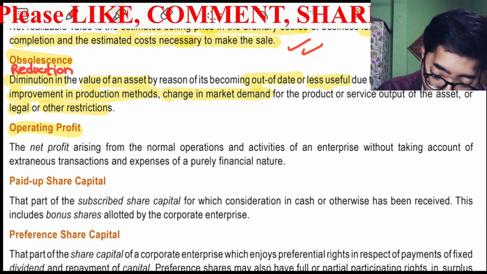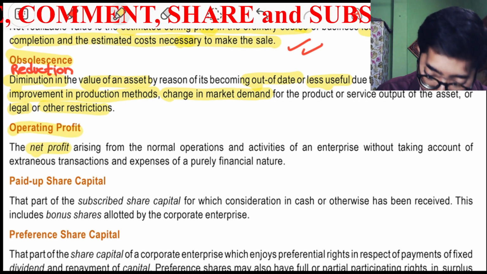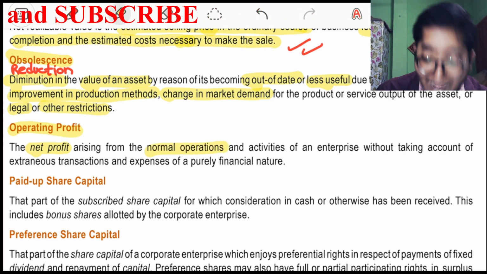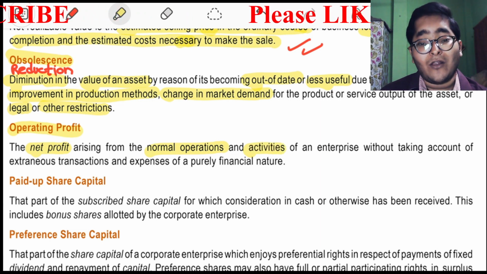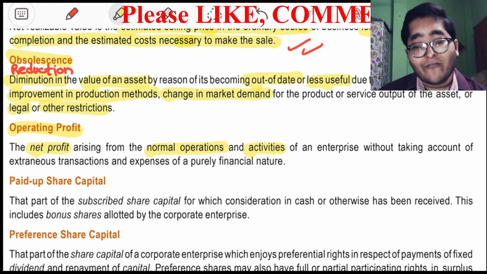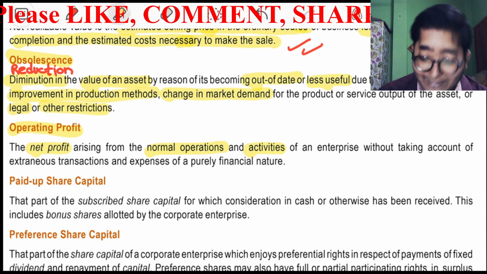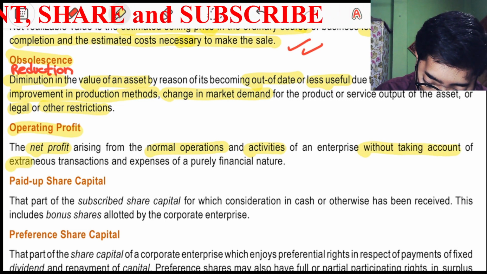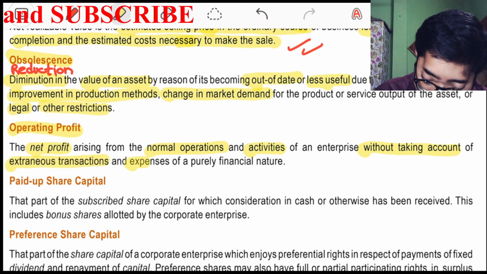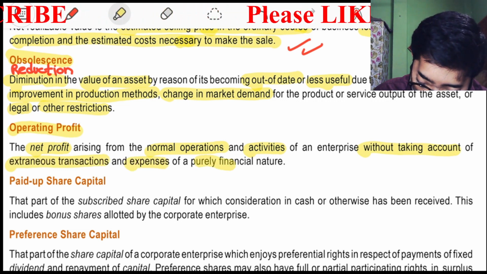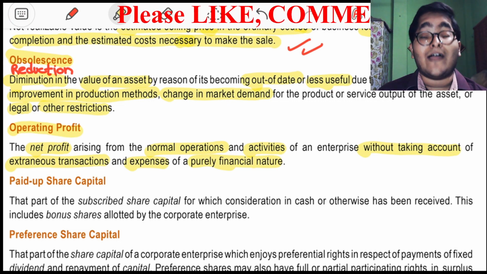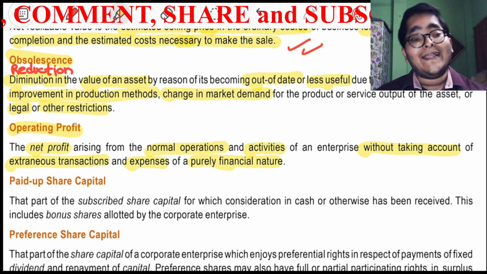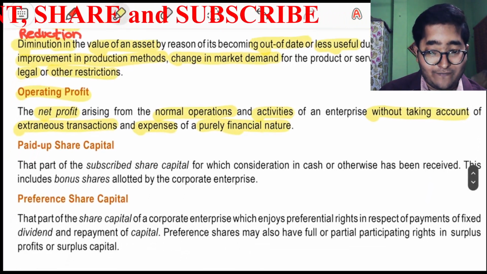What is operating profit? Operating profit is the net profit arising from the normal operations and activities of an enterprise without taking into account extraneous transactions and expenses of purely financial nature. Financial secondary expenses are not taken into account while calculating operating profit.